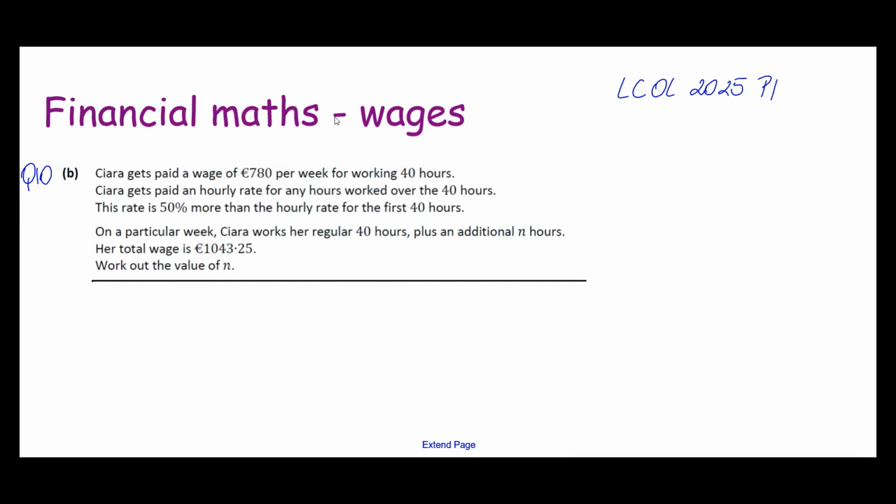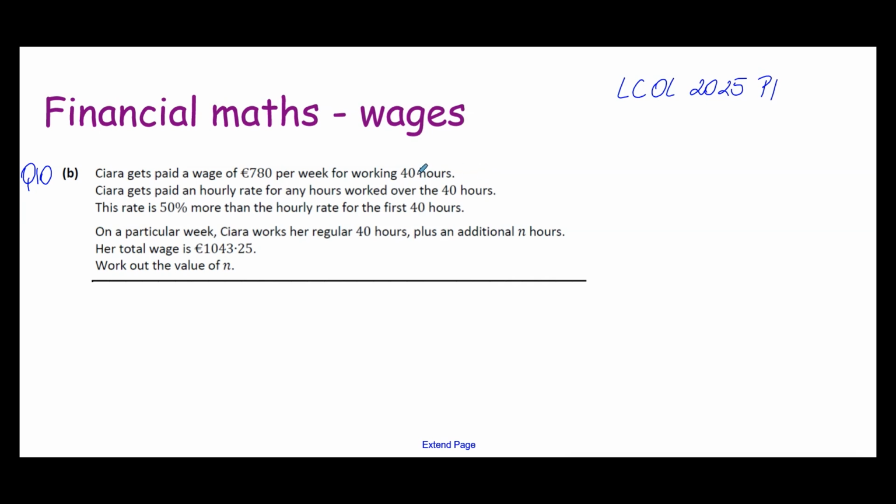So this aspect of financial amounts has to do with wages, but here we are not doing taxes. We are doing calculation of wages before actually a tax. So Kira gets paid a wage of 780 euro per week for working 40 hours. Kira gets paid an hourly rate for any hours worked over 40 hours.